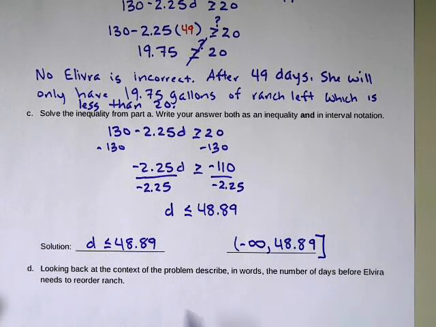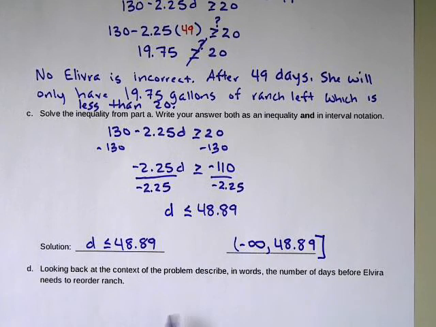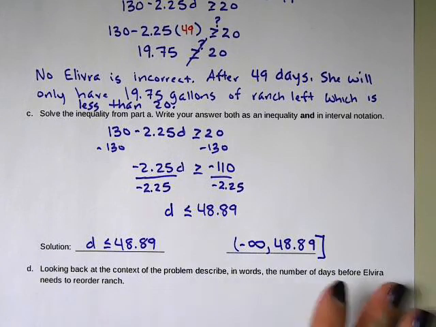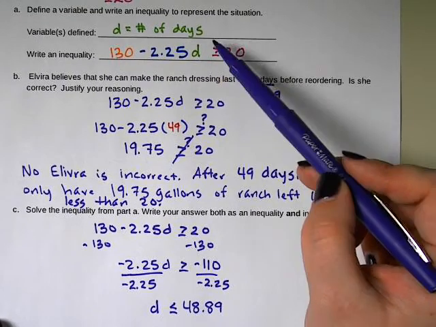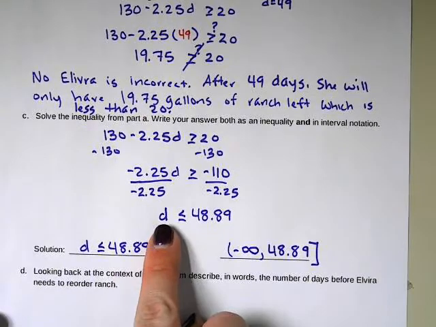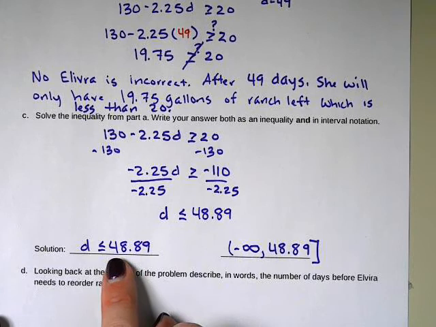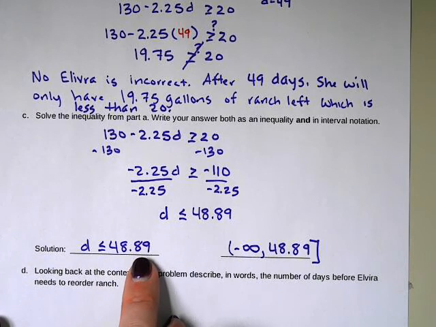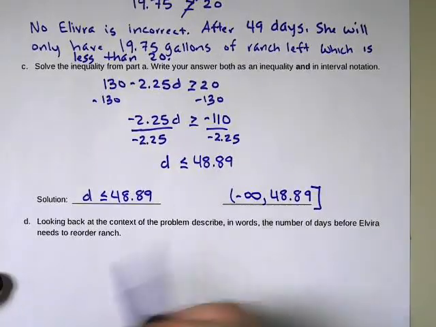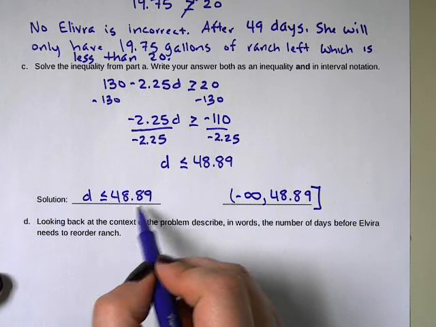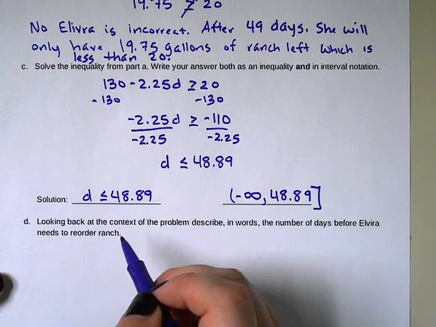Now we have to look back at the context of the problem and describe what this actually means. So we have to remember that D stood for the number of days. So we're saying that D, or the number of days, has to be less than or equal to 48.89. Well, we can't have 48.89 days. So what that means then is the ranch will last for a maximum of 48 days.